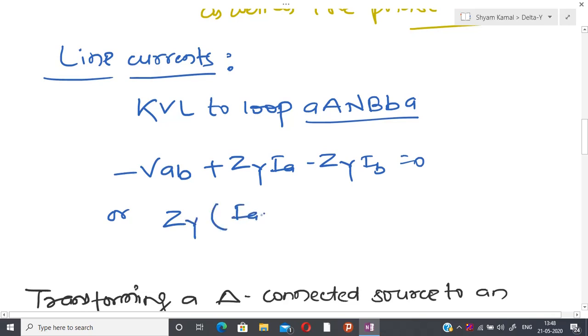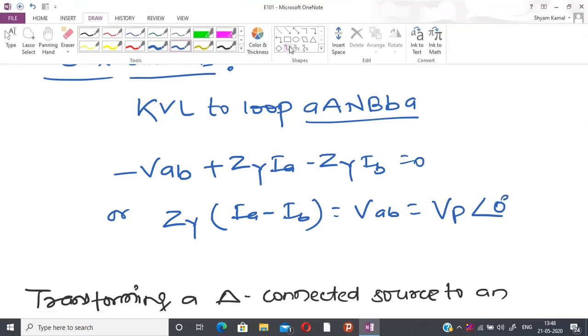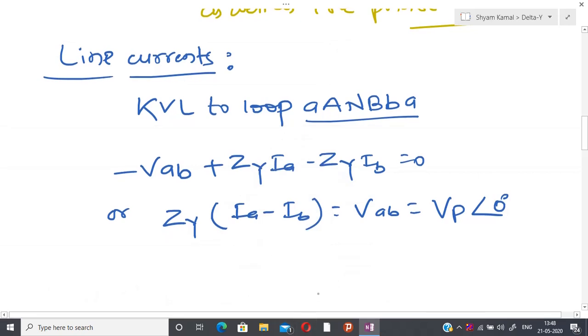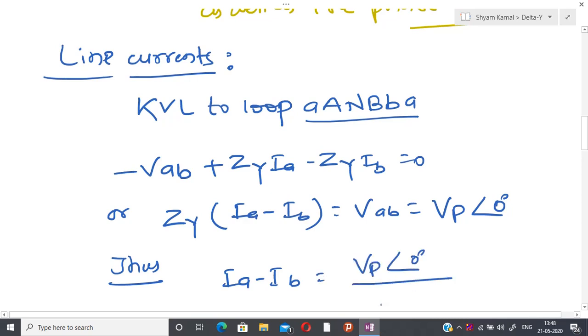From here it is possible to write ZY times (IA minus IB) equal to VAB, and I have defined VAB from the positive sequence like this. So now from this expression I am able to know IA minus IB, that is nothing but VAB by ZY.